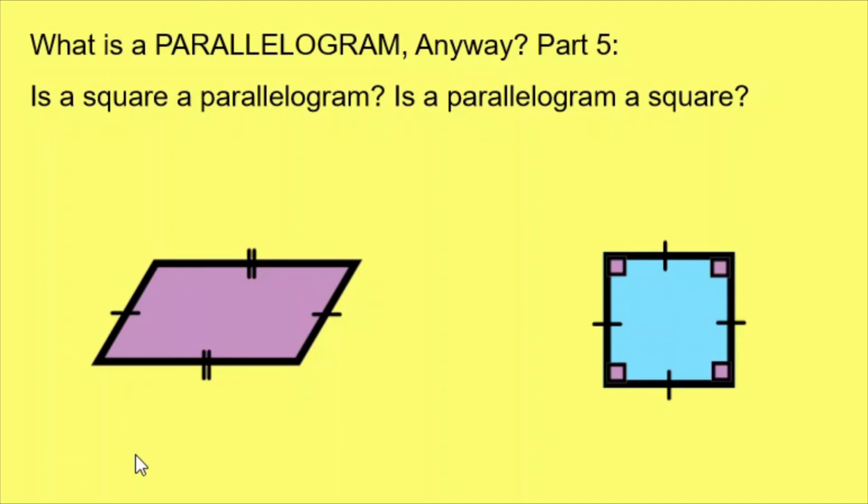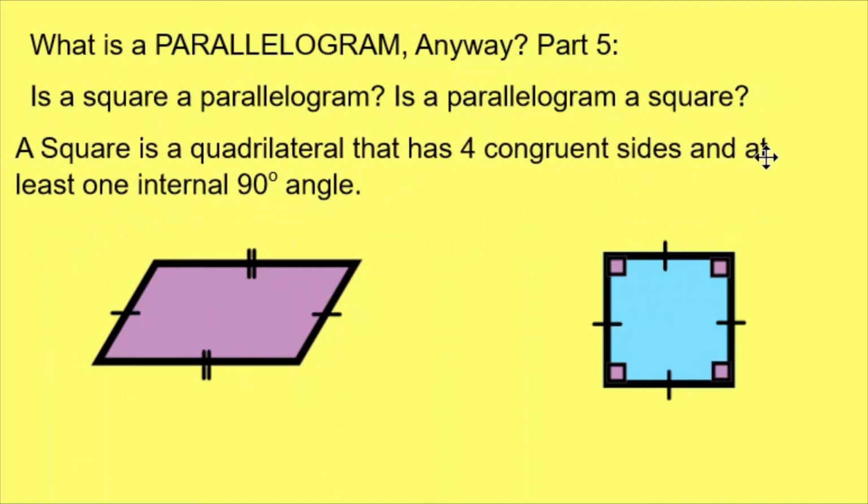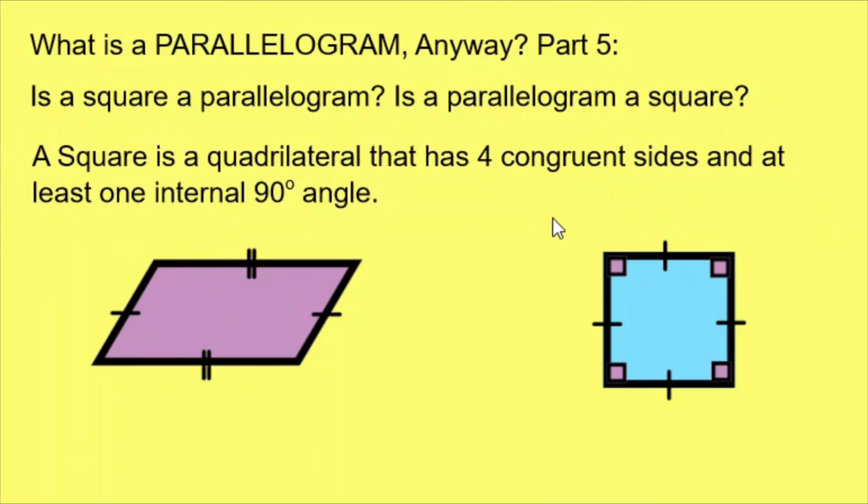Finally, let's look at the square. Is a square also a parallelogram? And is a parallelogram also a square? This blue square has 4 congruent sides and 4 internal 90-degree angles. The purple parallelogram has 2 pairs of opposite congruent sides. Looking at the definition of a square, it has to have 4 congruent sides and at least 1 internal 90-degree angle. So the purple parallelogram is not a square.